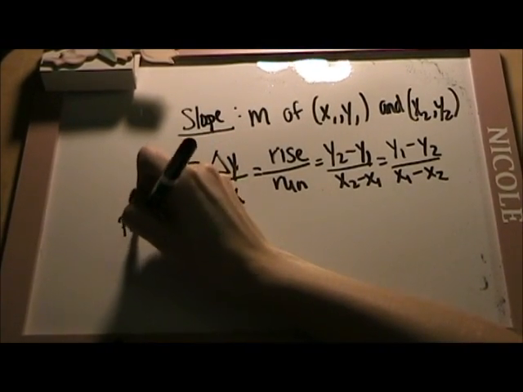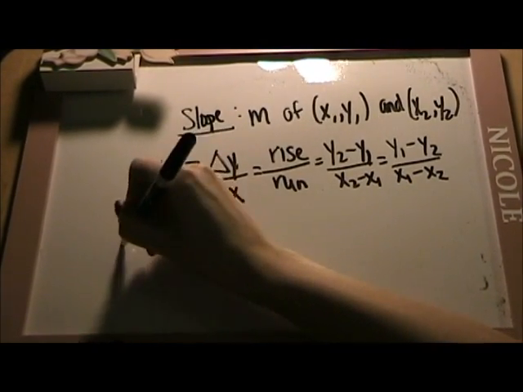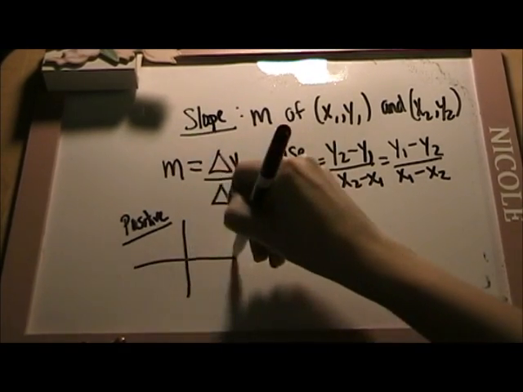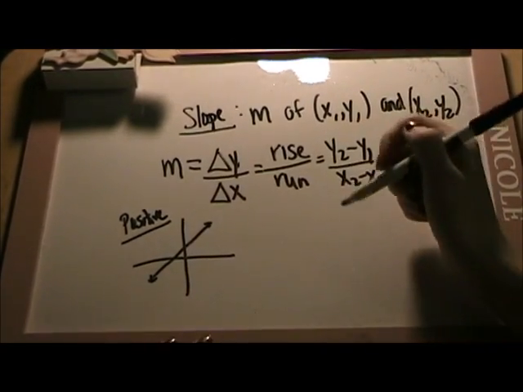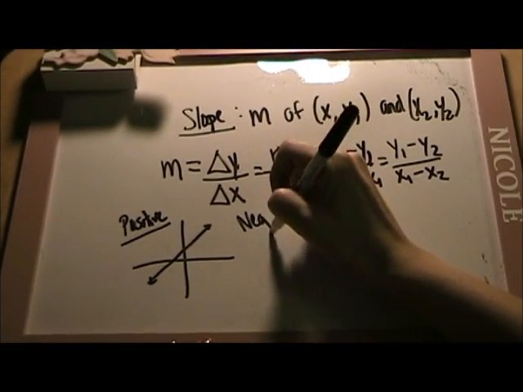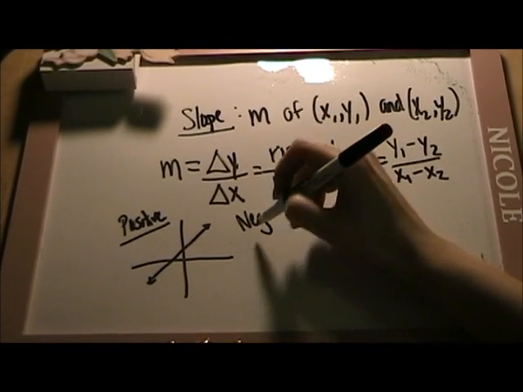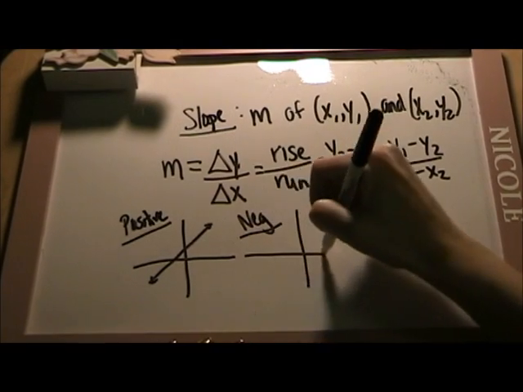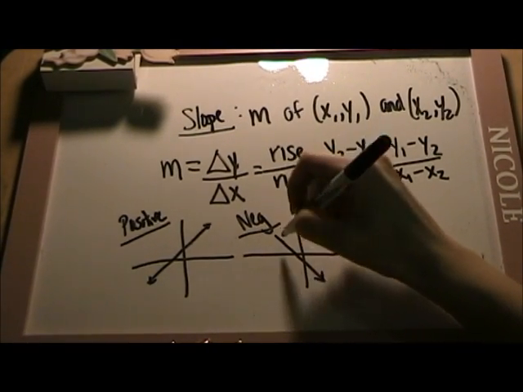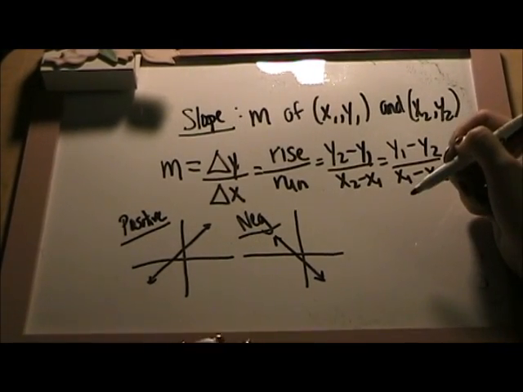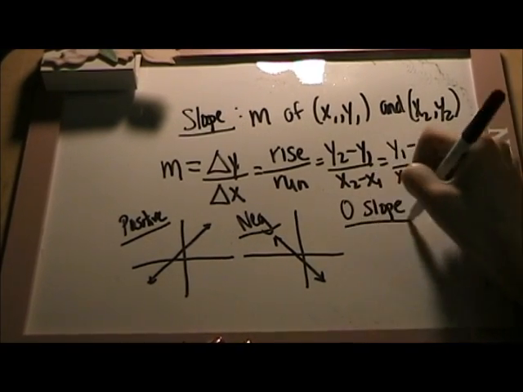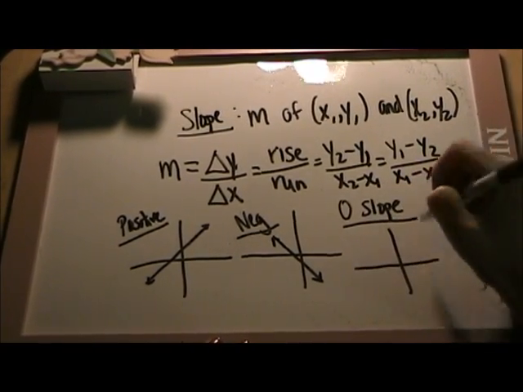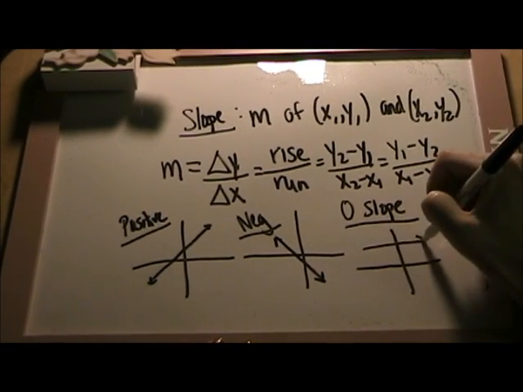Positive slope looks like this graphically. We're increasing from left to right. Negative slope is decreasing from left to right. Zero slope means that we have a horizontal line.